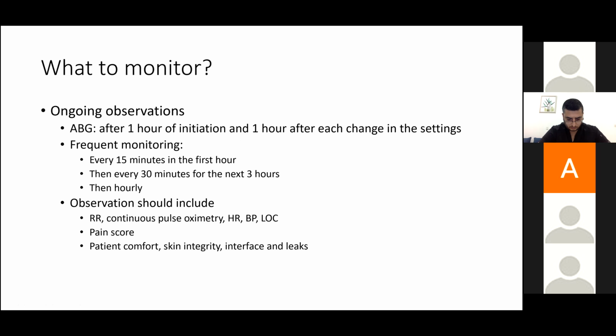Initially you do vital signs every 15 minutes in the first hour, then every 30 minutes for the next 3 hours. After that, if the patient seems to be stable enough, you can do them hourly. And they always include the vital signs, level of consciousness, and patient comfort. You also look at the skin, especially if several hours have passed without removing the mask.